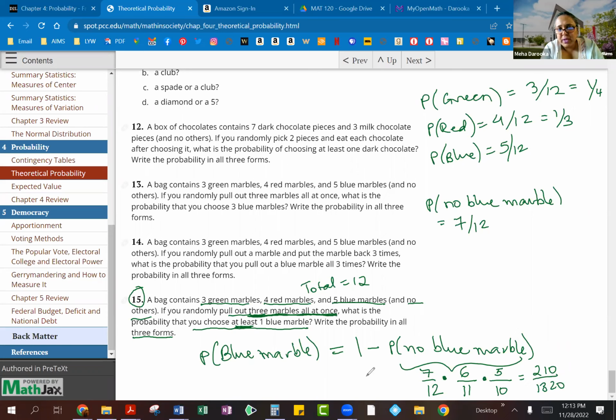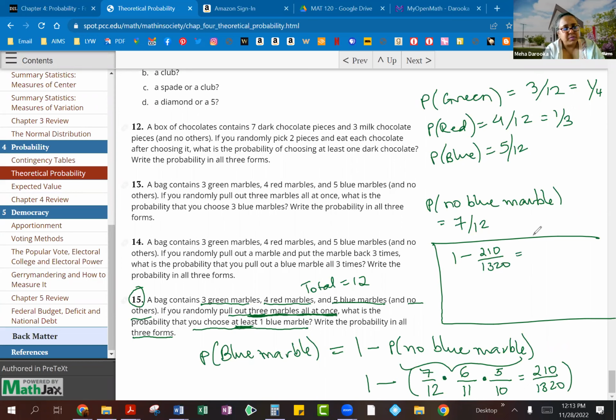So now you are doing 1 minus this number over here. So that would look like 1 minus 210 over 1320. And what will that come out to be? So that will come out to be 1110 out of 1320. And then, of course, we can reduce that down to decimals and percentage.